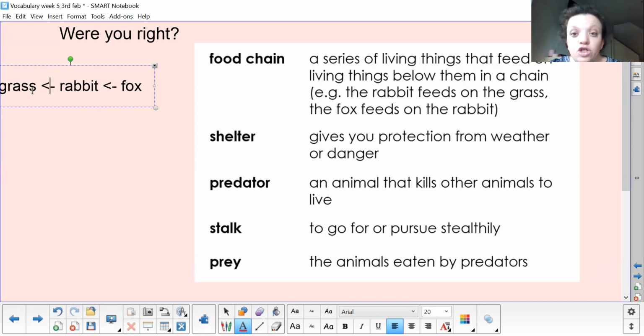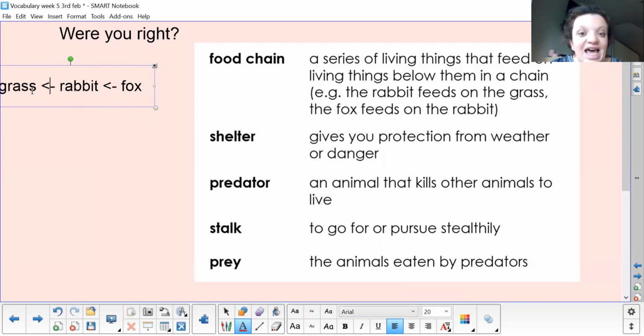Shelter, we've spoken about this a lot, is what gives you protection from weather or danger. So it may be animals would use a nest in a tree, or they may go underneath something into the underground. It's what gives them protection from real bad rain or storms, and also from danger from predators, which you're going to come on to, trying to eat them.